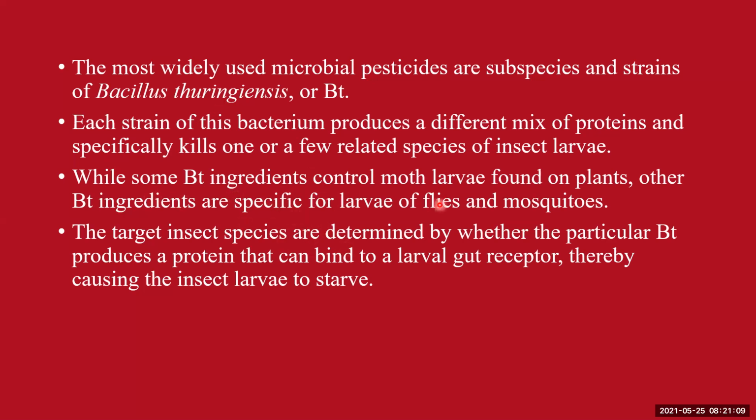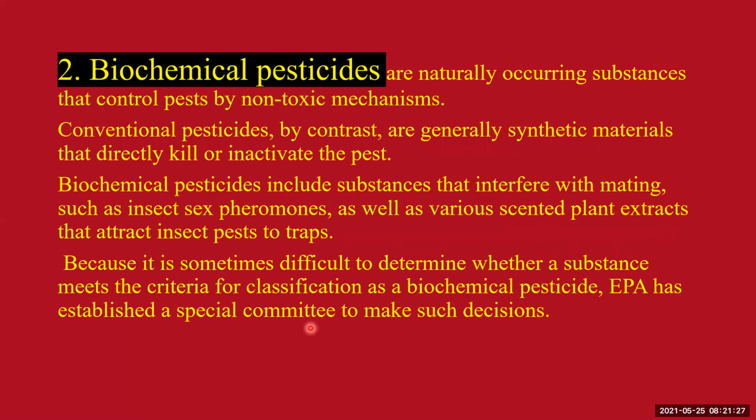Now, some BT ingredients control moth larvae found on plants. Other BT ingredients are specific for larvae of flies and mosquitoes. The target insect species are determined by whether the particular BT produces a protein that can bind to the larval gut receptor, thereby causing the larvae to starve. Actually, the organism causes the larvae to starve. We will discuss this in detail.